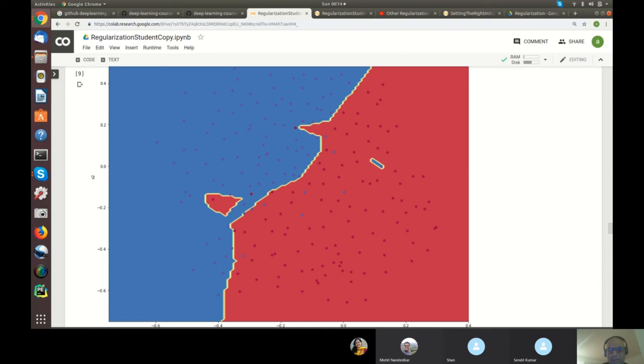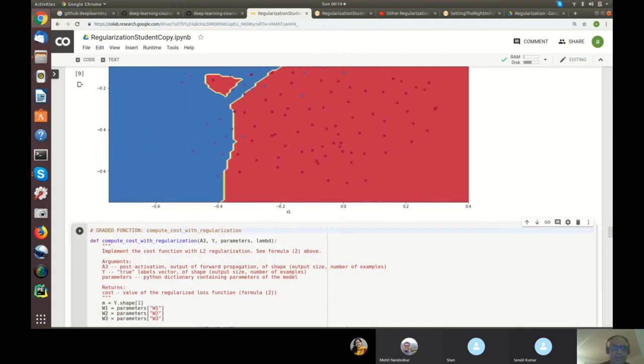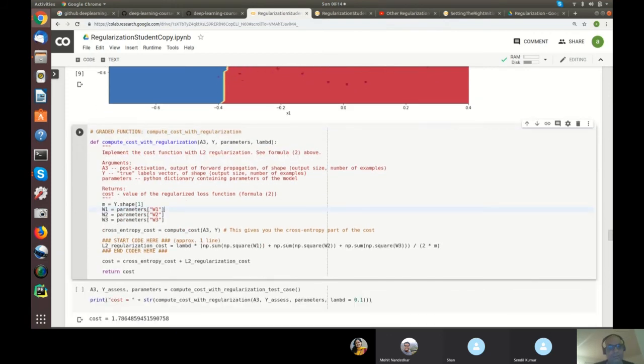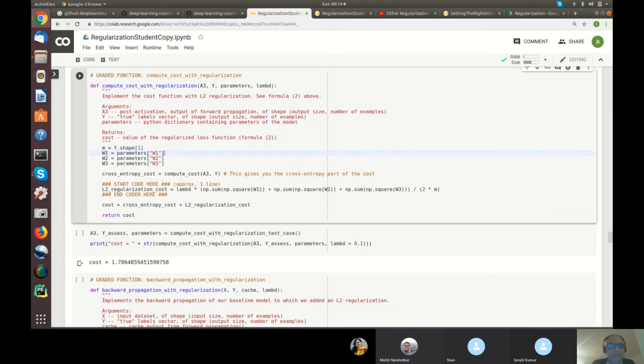So this is a simple case where the model has too much capacity for the given problem in the data. So let's try and reduce that. So let's first try the L2 norm.